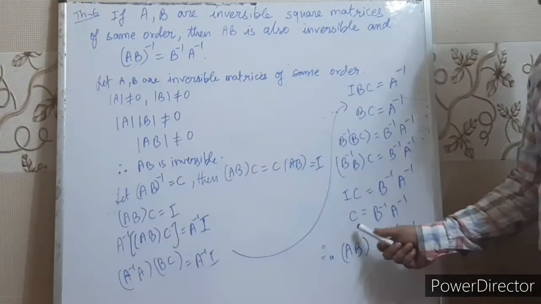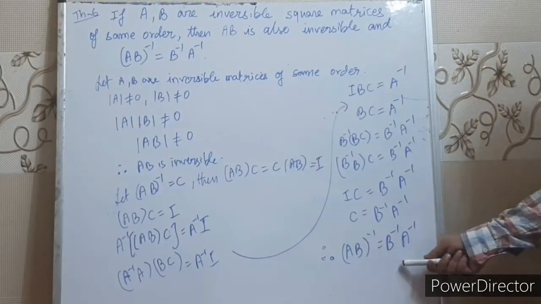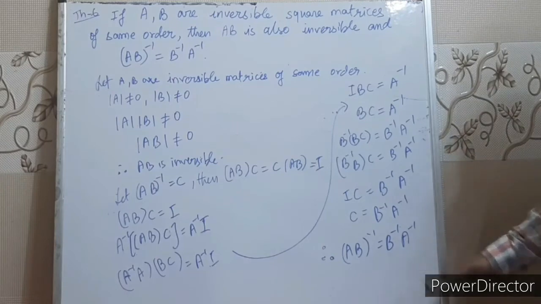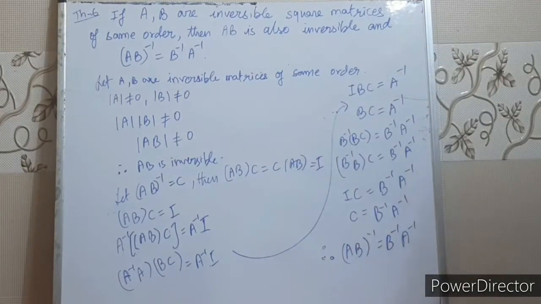Now when we equate these two values, we can say that (AB) whole inverse equals B inverse into A inverse. That we are supposed to prove. Okay, children? Please note down.